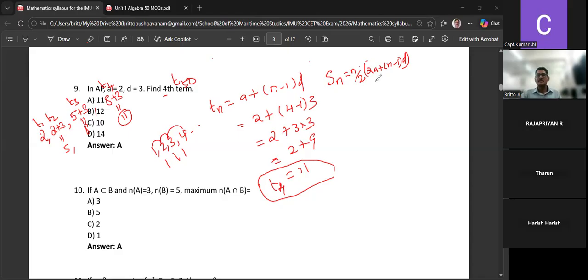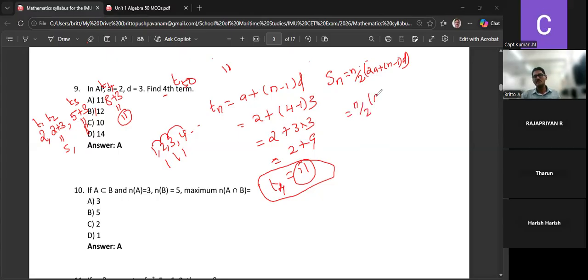Sometimes, depending on what is given, suppose they don't give the 50th term but give the last term in the series. Suppose they give 11, with a equal to 2, d equal to 3, and the last term 11. By giving the last term, they may ask you to find the sum. If they give the last term, then you can write the same formula in a different way. So we rewrite the formula.